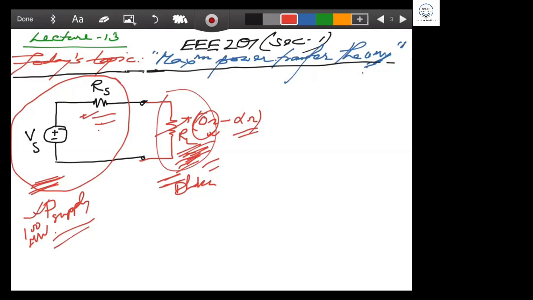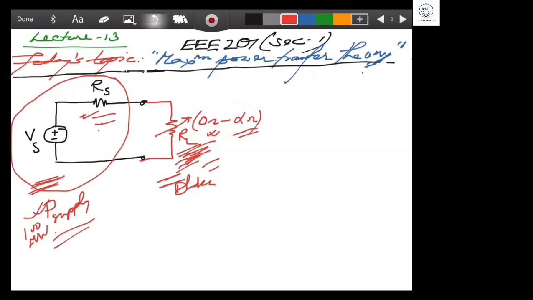The relationship between VS and the power at the output, PRL, is completely non-linear. It is not just increasing from 0 to infinity like that. That relationship actually gives us the maximum power condition. That is what we are going to find today. Now you got the idea.